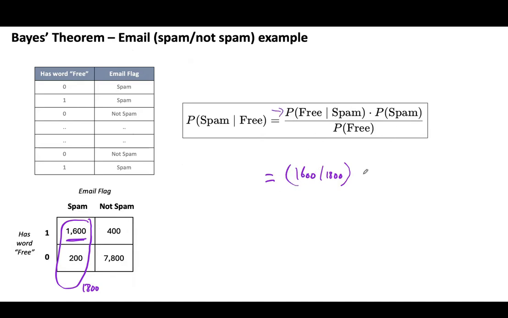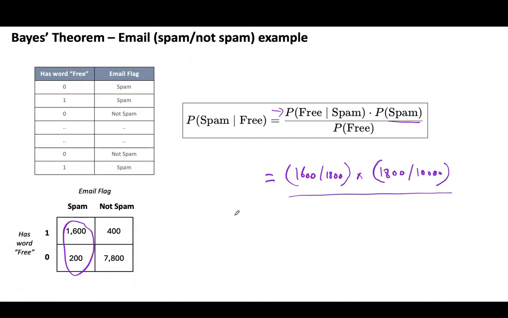For the other component, which is the prior, we would simply check how many emails are spam compared to the overall emails. So we'll just count the total number of spam emails. And for us to get there, we'll just do a total of these two numbers, which is 1800. And we will divide it by the number 10,000.